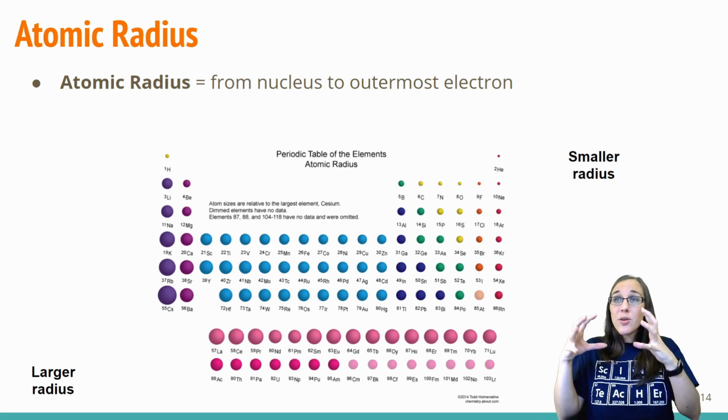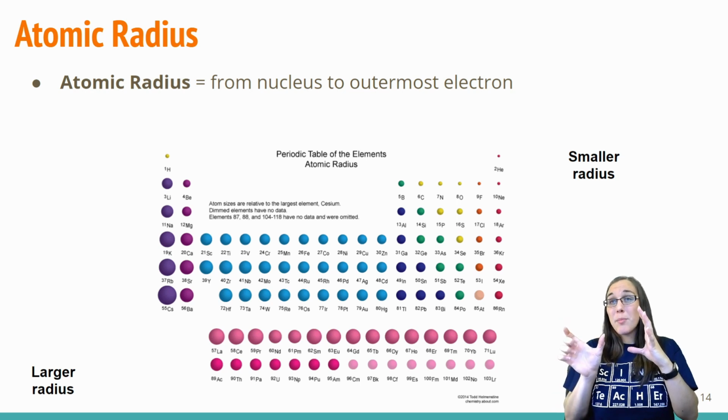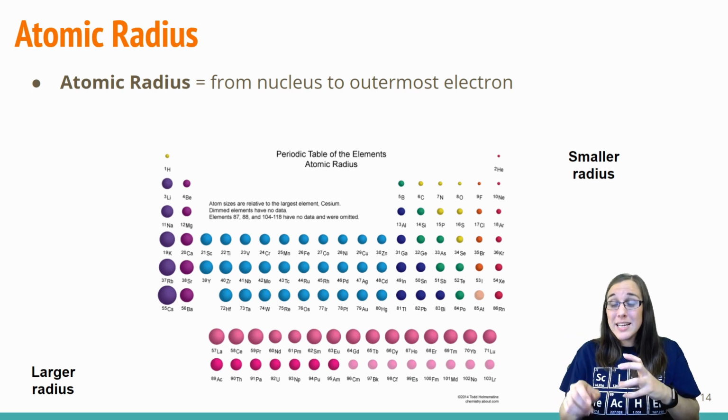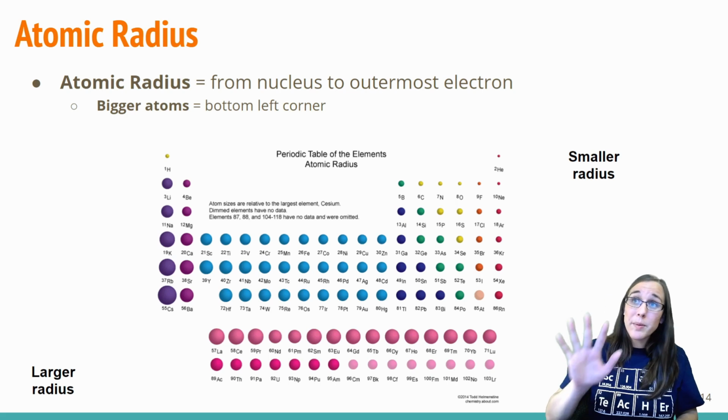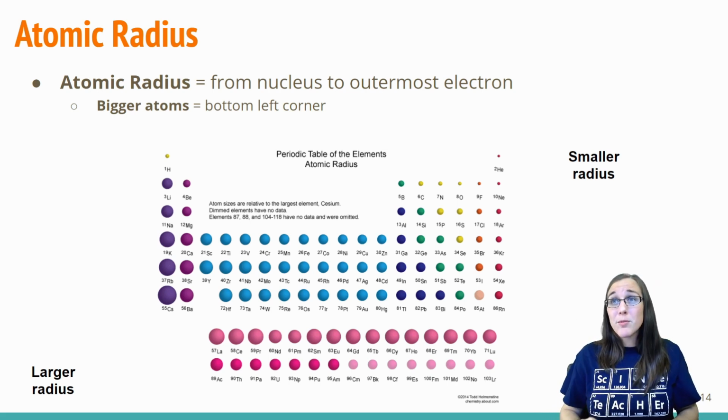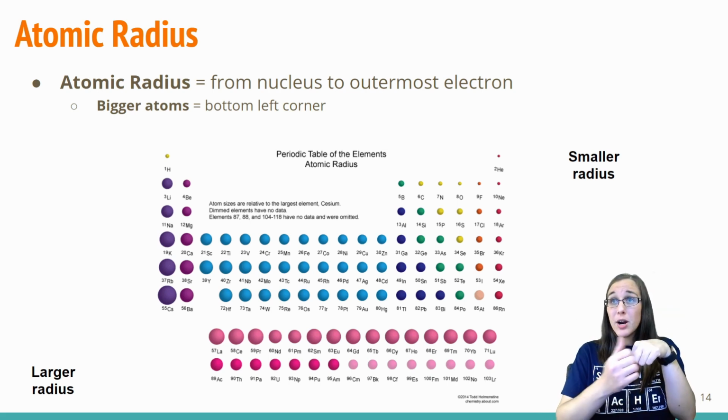So the farther away they are, that radius from the center of the circle, so the center of the atom, the nucleus, to the outermost electron where it's likely to be, the probability of finding one there, that's going to be your atomic radius. We have an overall trend if we're looking at the whole periodic table then. Remember, we said that going down we get bigger and going across we get smaller.